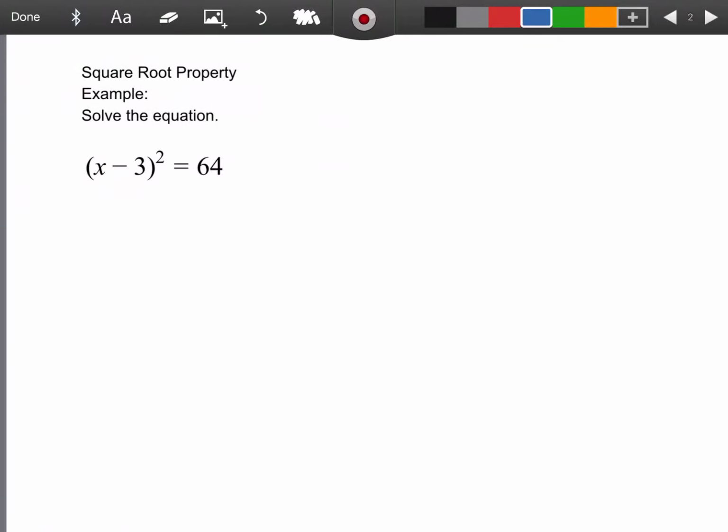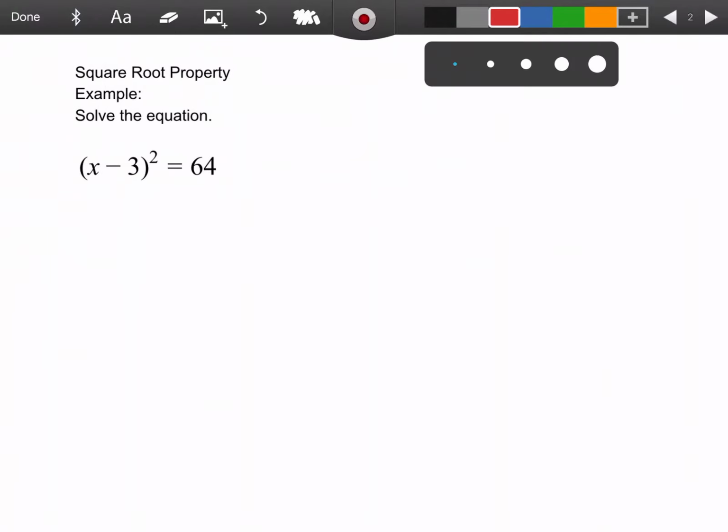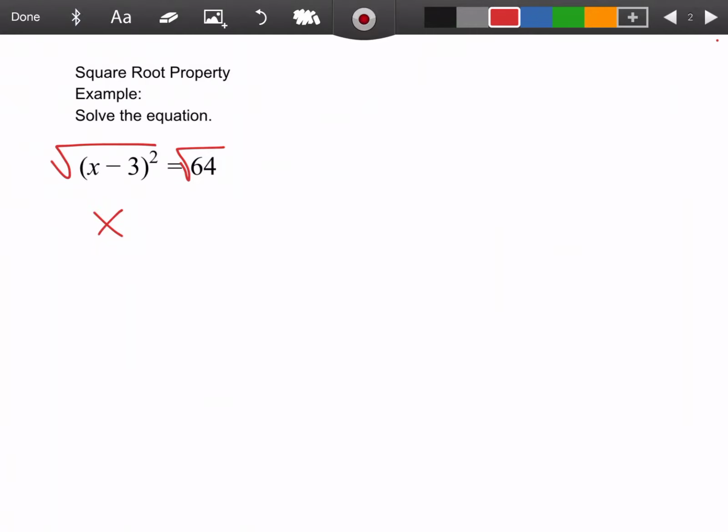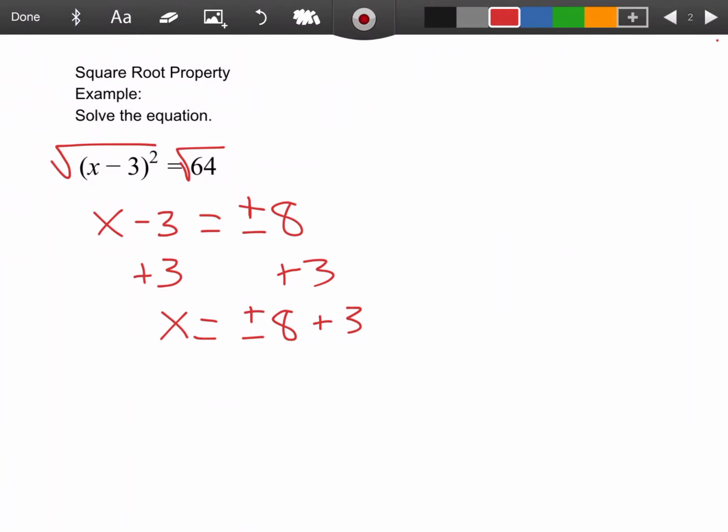Moving on to this example, we have x minus 3, that whole quantity squared, equals 64, and we want to solve for x. To get rid of that squared, the opposite is taking the square root of both sides. So we get x minus 3 equals the square root of 64. We have a plus and a minus 8, so we use this little symbol here for the positive and the negative 8. Then I'm going to add 3 on both sides. So we get x equals positive or negative 8 plus 3.